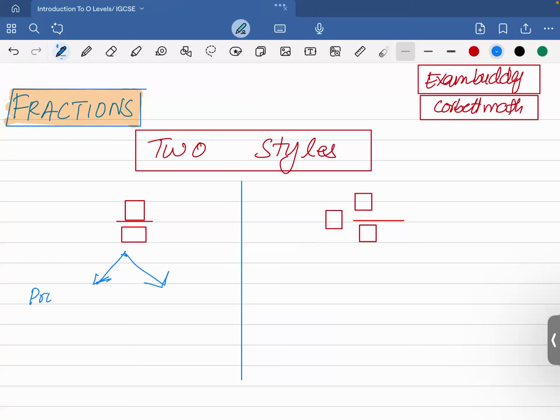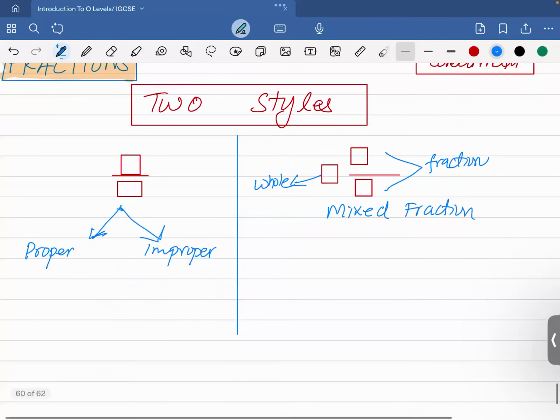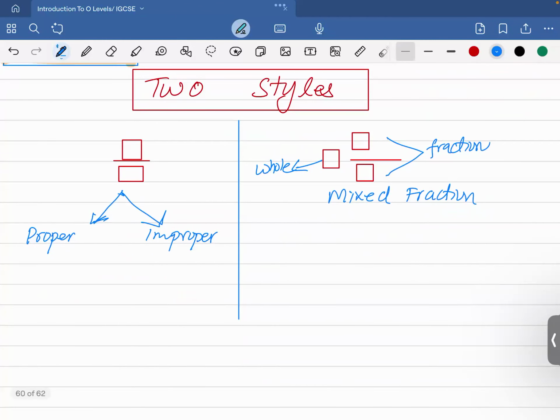This fraction is further divided into two styles: proper and improper. And the name of this fraction is mixed fraction. The reason is that this number is a whole number and this is a fraction, so it is a combination of a whole and a fraction. So now let's study. Anyone having any idea what is proper or what is improper? Let's test your knowledge.